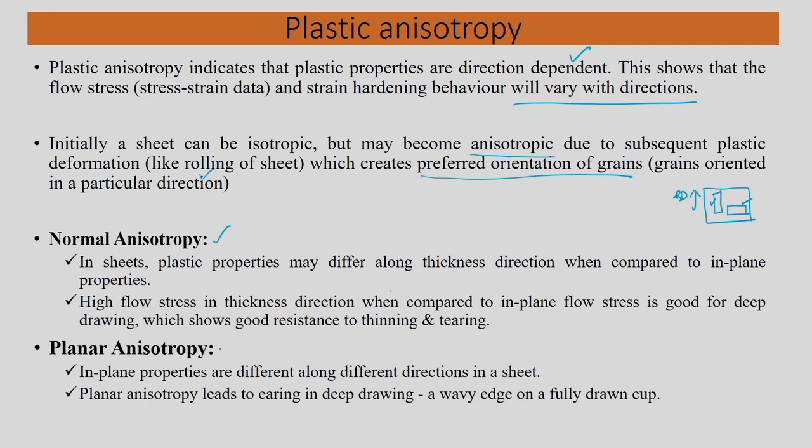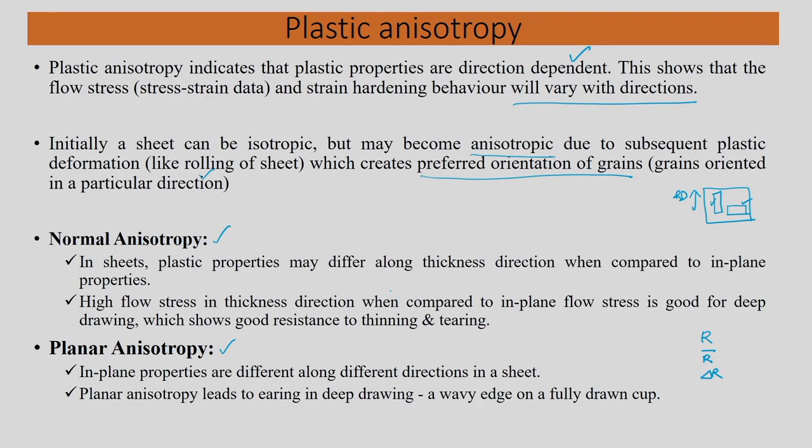They are called normal anisotropy and planar anisotropy. We have also discussed it. I hope you remember what R is, what R bar is, and what delta R is, which we discussed in the first chapter when we discussed tensile properties. The same we are going to briefly study here. So, what do we mean by normal anisotropy? In sheets, plastic properties may differ along the thickness direction when compared to in-plane properties. How do you quantify it? That is where the question comes.